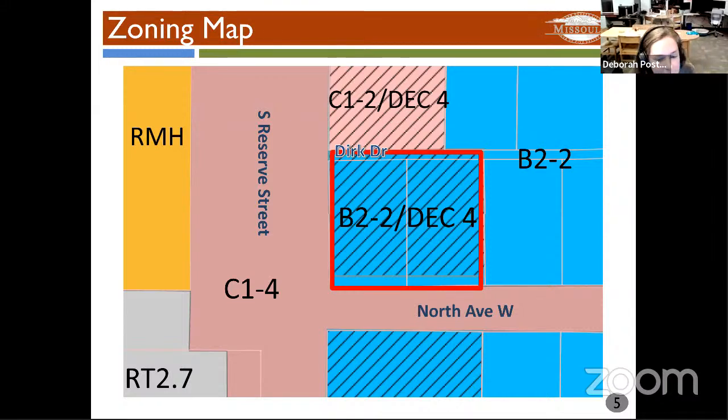The surrounding uses include to the north, office space and detached house residential. To the south, across North Avenue West, mixed-use commercial and residential. To the east, single detached residential, and west across Reserve Street, a manufactured housing park.